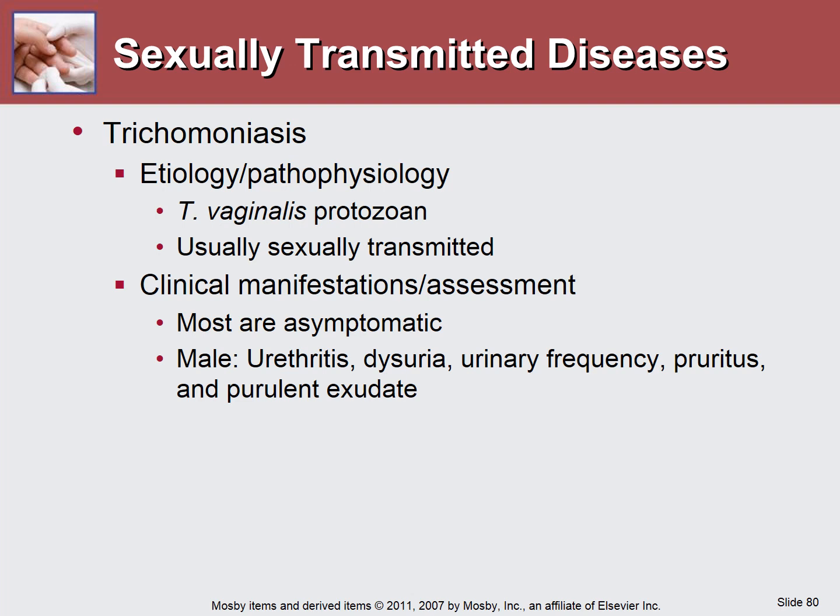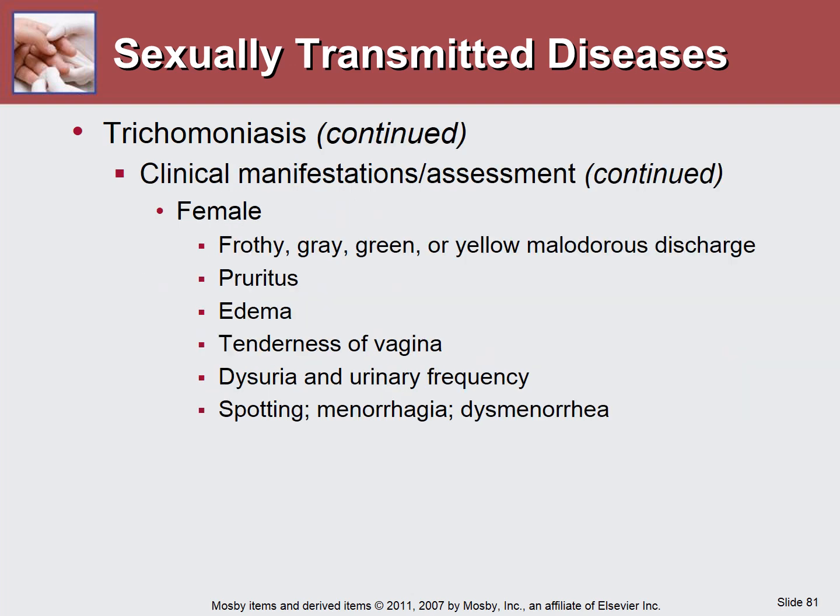Trichomonas is another sexually transmitted disease. Trichomonas vaginalis trophozoite is the organism. Usually, again, it's a sexually transmitted disease, and again, most people are asymptomatic. In the male, urethritis, dysuria, urinary frequency, pruritus, and purulent exudate. Next slide. For the female, you see frothy, gray, greenish-yellow, malodorous discharge, pruritus, edema, tenderness of the vagina, dysuria, urinary frequency, and spotting. Next slide.